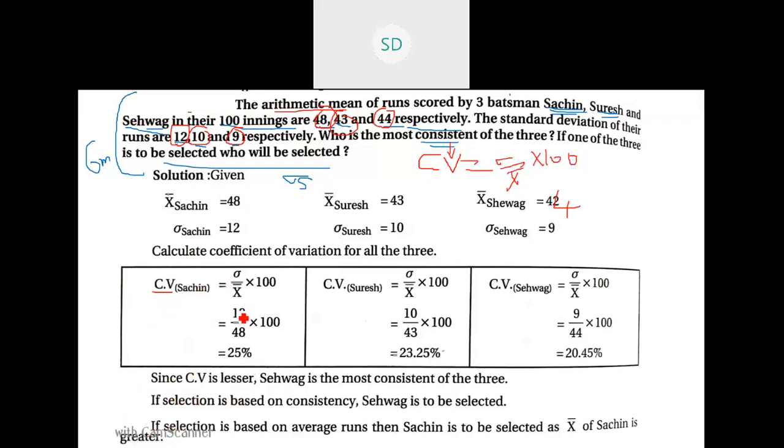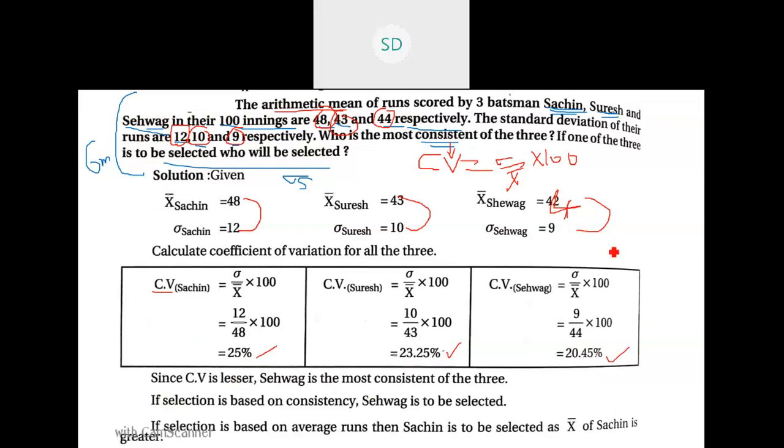So for Sachin, it is 12, the standard deviation, divided by x bar, which is 48, into 100. So Sachin's CV is 25. Similarly for Suresh, 10 by 43 into 100, 23.25. Again for Sehwag, 9 by 44. This is 44 and not 42, there's some printing mistake. 9 by 44 into 100 is 20.45. So we have calculated the CV for all the three batsmen given here.